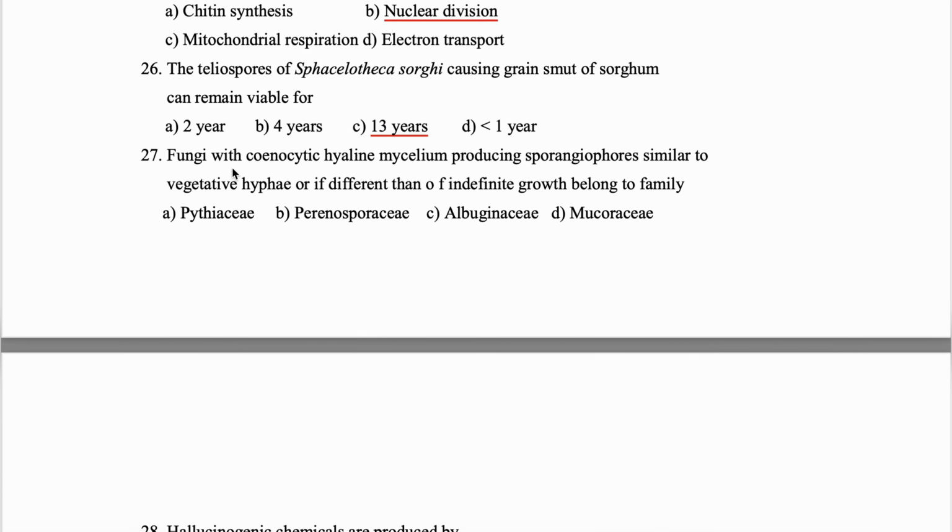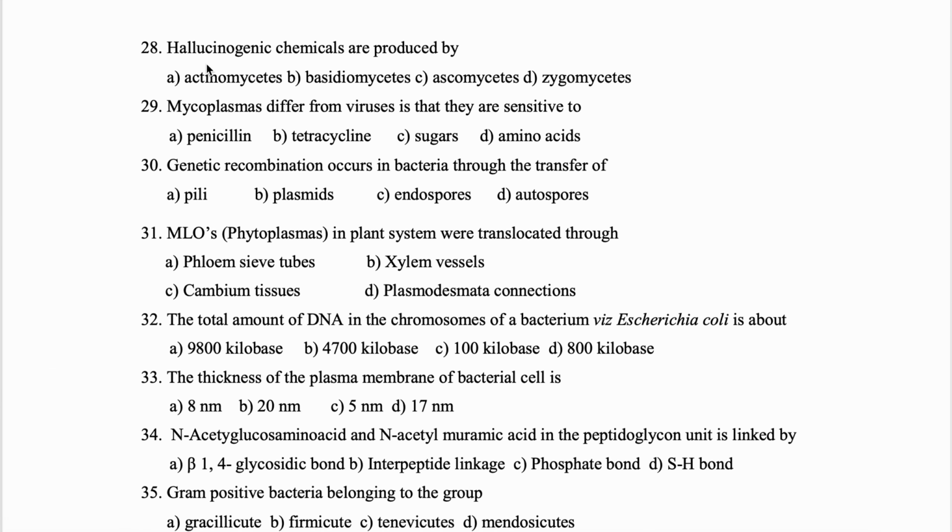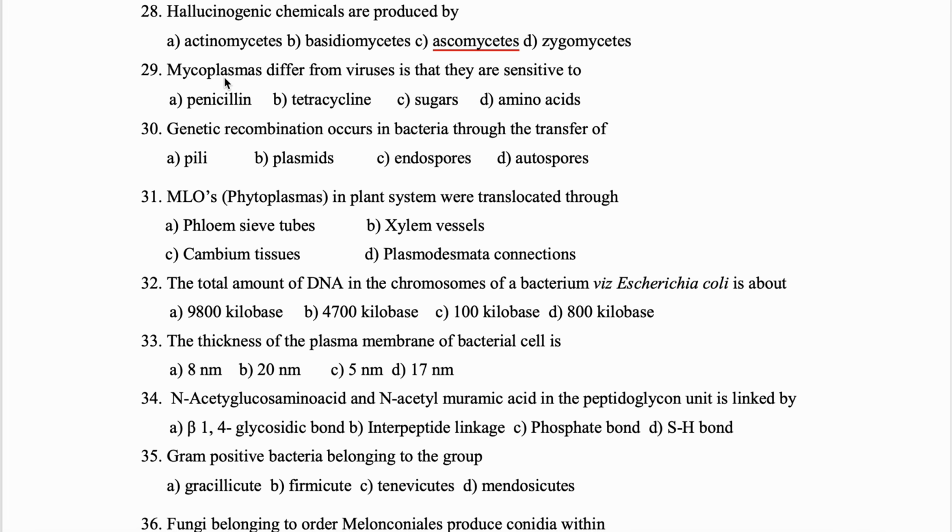Question 27. Fungi with sinuous hyaline mycelium producing sporangiospores similar to vegetative hyphae, or if different, of indefinite growth, belong to family Pythiaceae. Question 28. Hallucinogenic chemicals are produced by Ascomycetes. Next, mycoplasma differ from viruses in that they are sensitive to tetracycline.